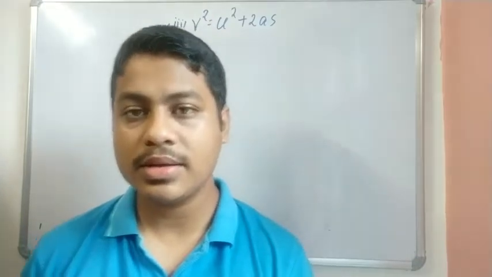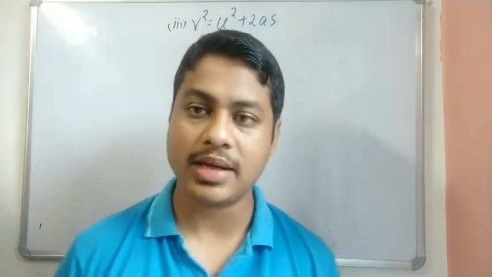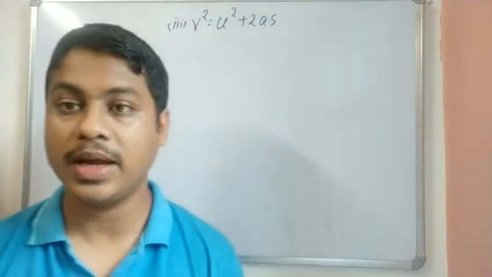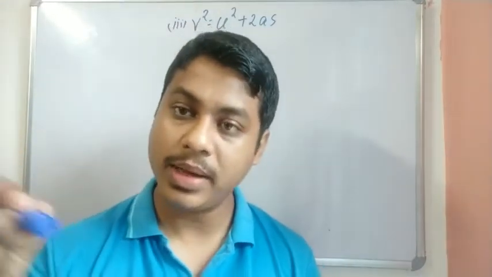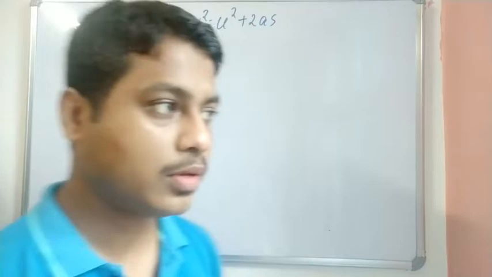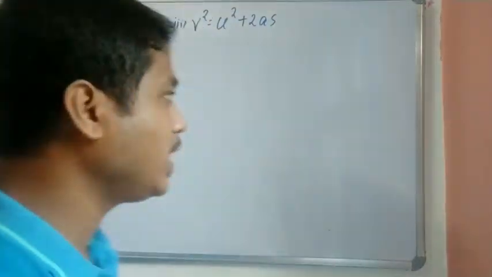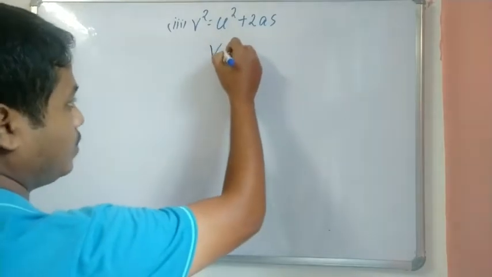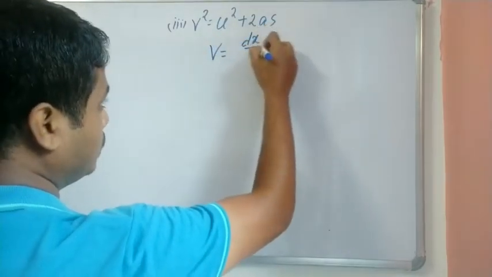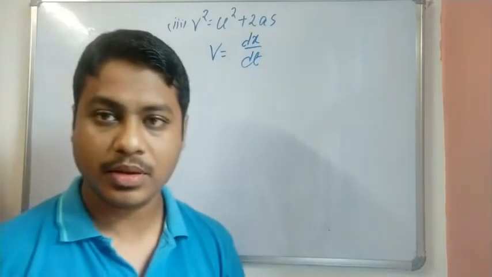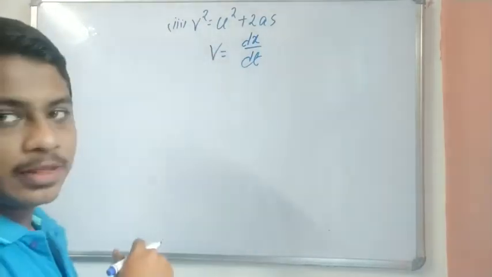Here we'll be using the same formula that we used in the last class, where we considered dx as a displacement and dt as a time. We'll be considering that only here. So let us consider that dx is a displacement in time dt, so we can write the formula as v equals dx by dt. Okay, so v equals dx by dt.